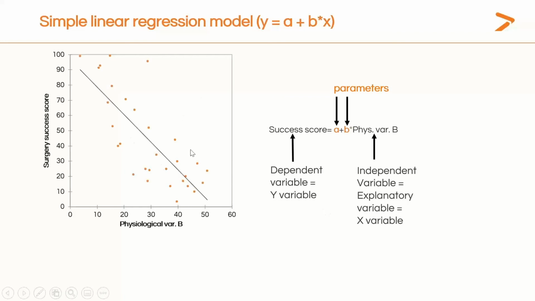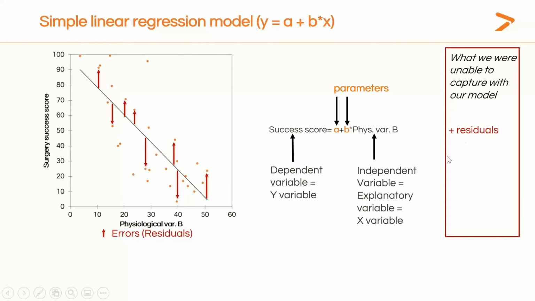increasing or decreasing. And each time you run a statistical model, such as a linear regression model, you capture a part of the reality, but there is a part of reality you are unable to capture. And this part of reality is represented by all the distances between the points and the model, which are represented in red arrows here. These are called the residuals or the errors. So what we're unable to capture with our model.